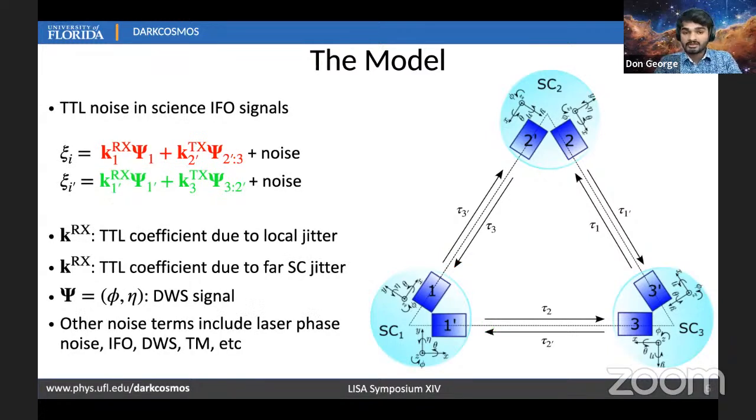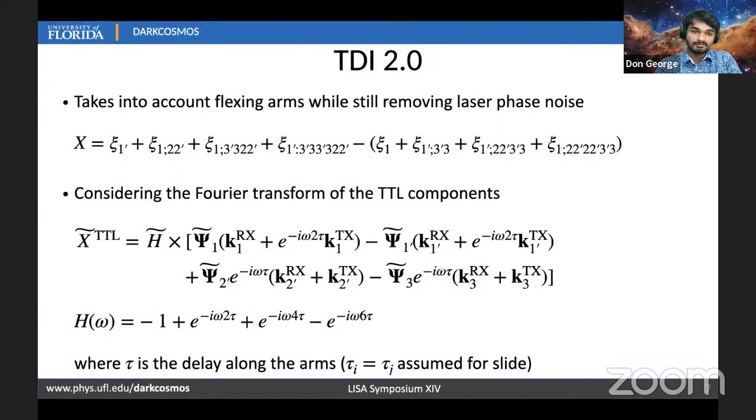Of course, these are not the only terms in the interferometer. Obviously, we want gravitational waves, but we also have other noise terms such as laser phase noise and test mass acceleration noise. We wish to characterize these and get rid of laser phase noise. And so we can't apply the Fisher matrix formalism on the science interferometer signals, and that's why we need to move to TDI 2.0. TDI 2.0 accounts for flexing arms while still removing laser phase noise. This TDI combination is some algebraic quantity which is appropriately time shifted versions of the interferometer signals.